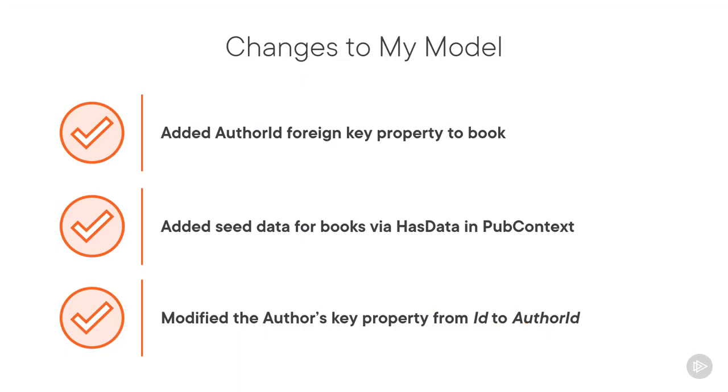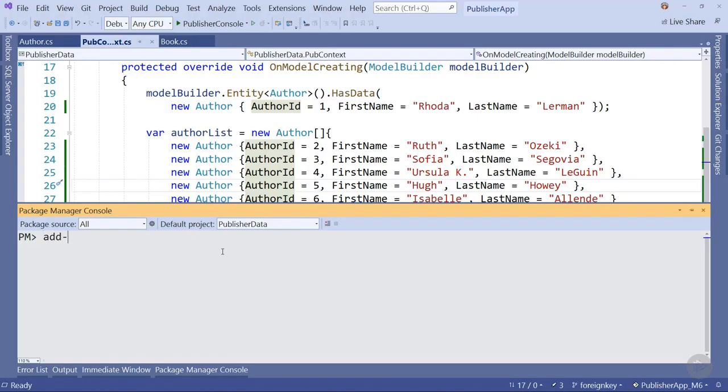So with these three changes, adding author ID to book, adding some more seed data, and changing the name of the key property in the author class, I'll go ahead and create a new migration, and I'll call it author ID change.